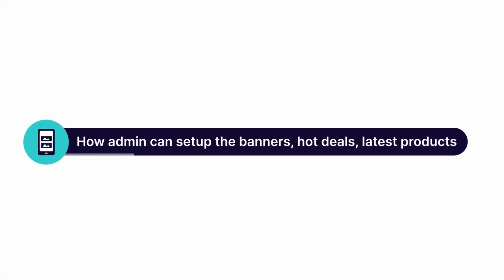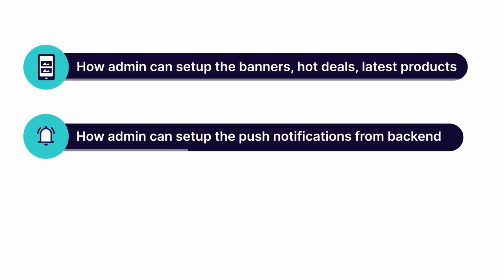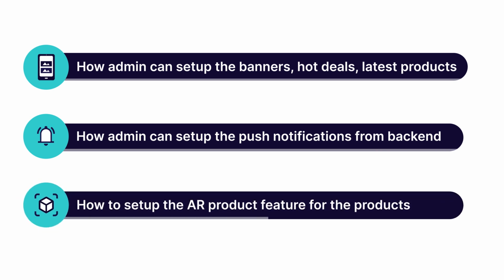So in today's video tutorial, we'll be seeing how the admin would be able to set up the different banners, and how we'll be able to set up the different sections for the homepage, like the hot deals, latest products, etc., and much more. Apart from that, we'll also be seeing how the admin would be able to set up the push notifications from the admin backend panel and how he'll be able to set up the augmented reality feature for his store products.